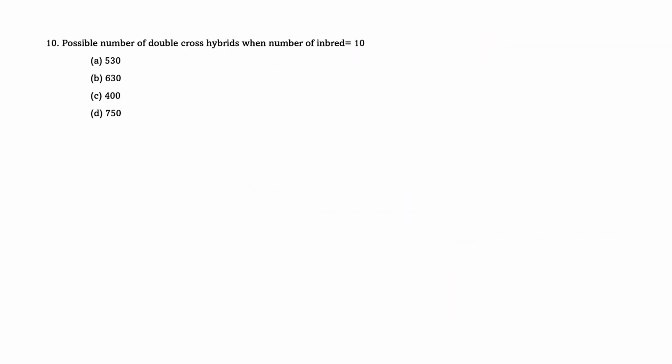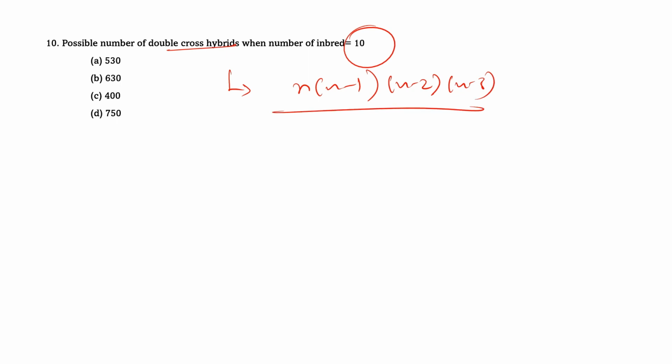Okay, next one. The possible number of double cross hybrids when the number of inbreds is 10. There is a direct formula to find out the number of double crosses. It is n into n minus 1, n minus 2, n minus 3 divided by 8. So this is the direct formula to find out the possible number of double crosses in the hybrids when they have given the inbred lines. So just calculate and comment your answer.